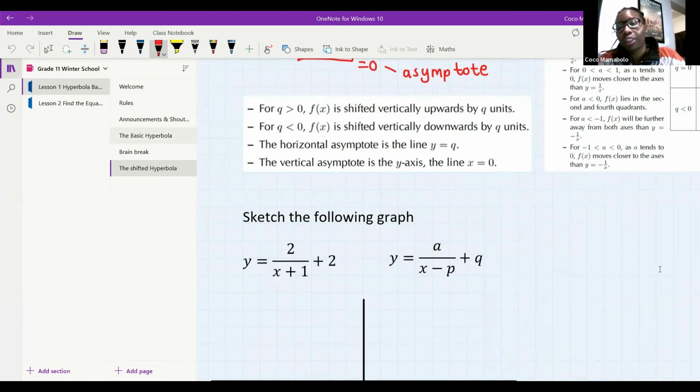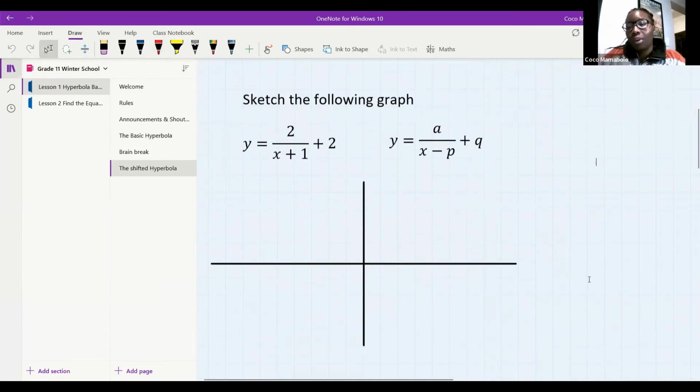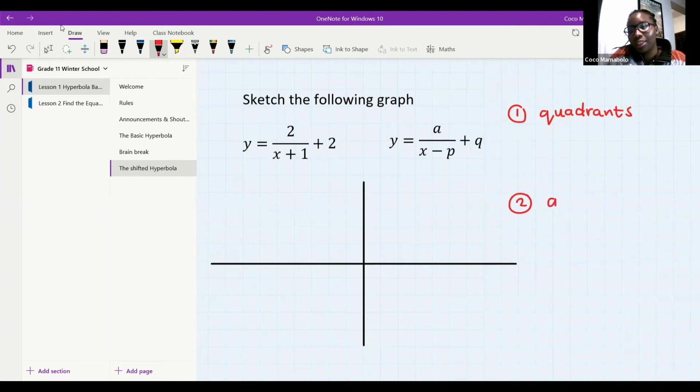I'm going to give you guys like 3 minutes. I want you guys to remember the 3 things that we're looking for. Number 1, give me my quadrants, please. Number 2, give me my asymptotes. And number 3, give me my intercepts. And this time, there will be more than one.